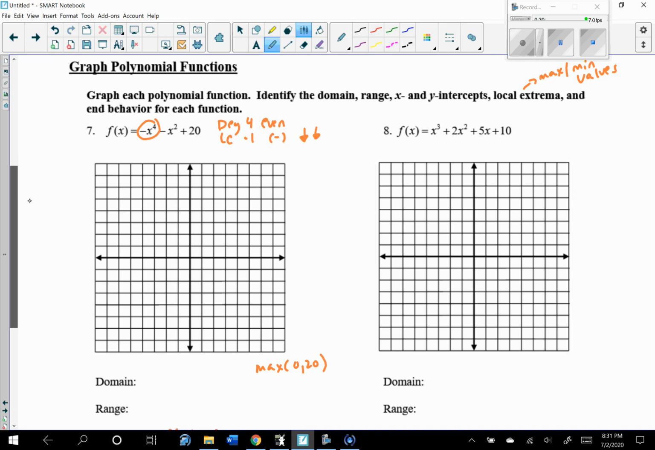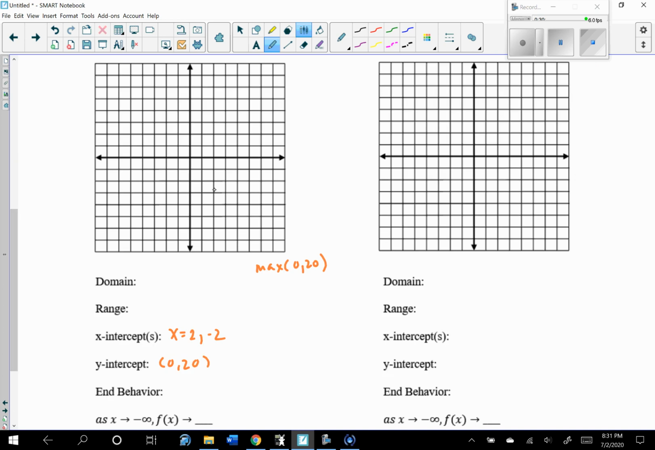So on my graph, I'm going to count by ones on the x-axis. So this would be 1, 2, 3, 4. And on my y-axis, because it has a y-intercept of 20, I'm going to count by 5. So 5, 10, 15, 20, 25. So here is my y-intercept and my maximum. And I cross here and here. And so my graph has both ends going down.